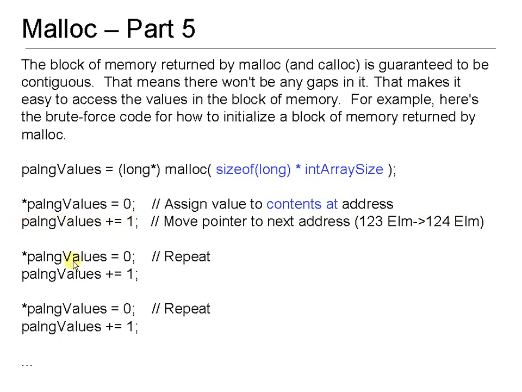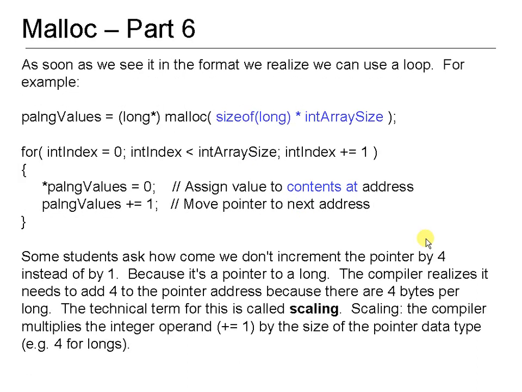That changes the address. And then I put a 0 at the contents of that address. So I put a 0 in address 124 Elm Street. Then I move along to 125 Elm Street, and I put a 0 there. And then I move to 126 Elm Street, and so on. So that is the brute force method. Now, as soon as we see it in that format, we realize we can use a loop.